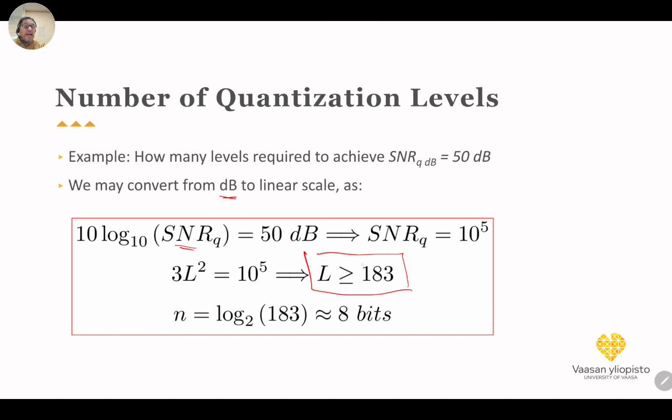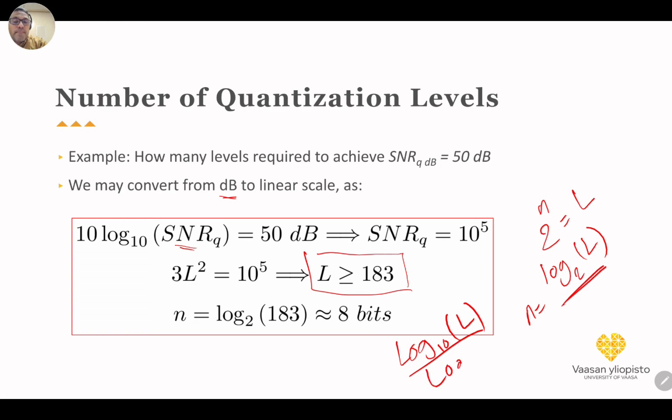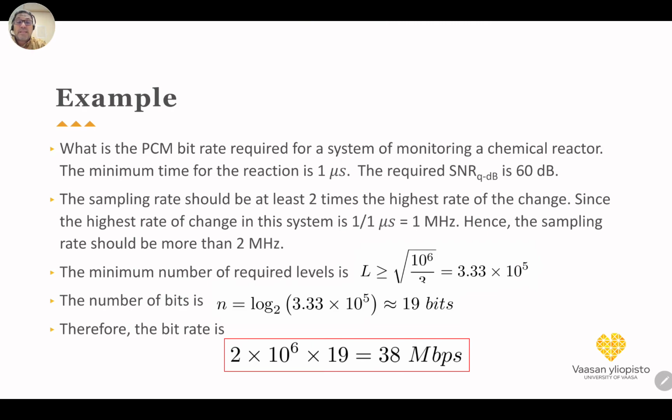How many bits can we compute? As I mentioned, 2 to the power n, the number of bits, equals the number of levels, which means n equals log base 2 of L. If you don't have a calculator with log base 2, you can calculate it as log base 10 of L divided by log base 10 of 2. It will give you the same result, and this gives the number of bits. If the number of bits was, for example, 7.2, we don't have 0.2 bits, so we take the closest integer above, which is 8 bits, or the ceiling of the number.